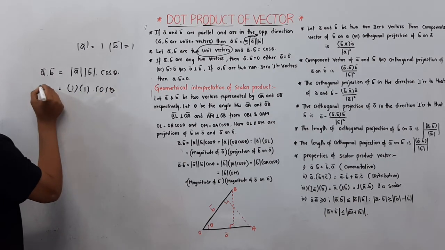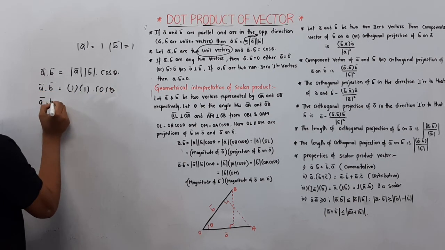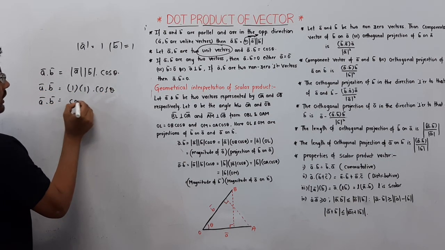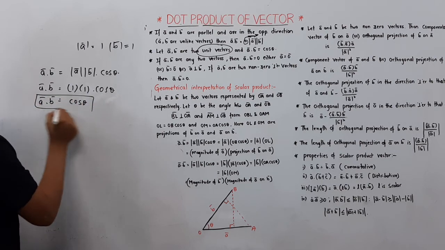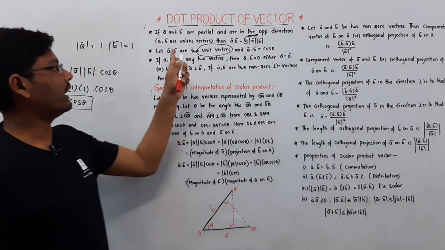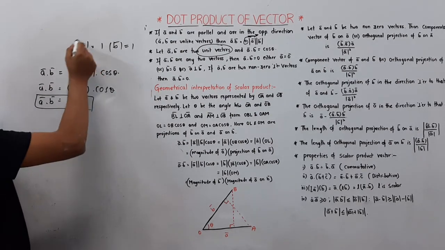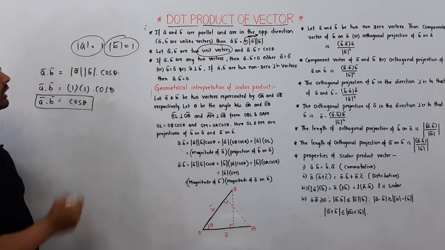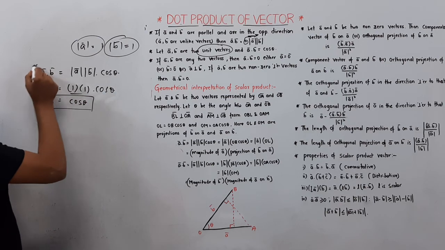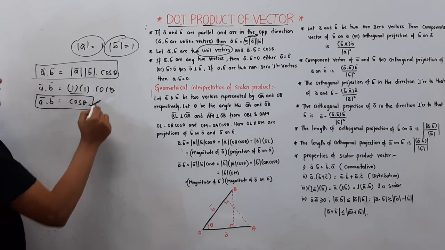Then what will happen? A bar dot B bar is equal to 1 into 1 into cos theta. So this is the point about this one here. When A bar and B bar are unit vectors, the magnitude is equal to 1. If you substitute the values in this formula, you will get the formula for this one.